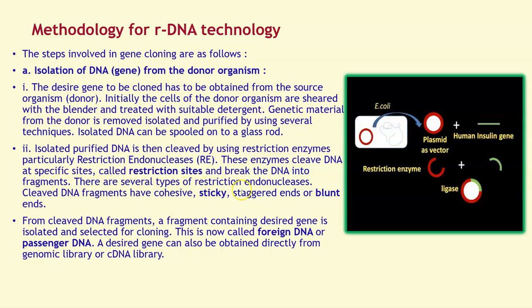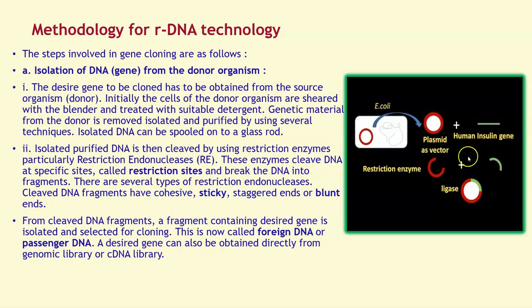There are several types of restriction endonucleases. Cleaved DNA fragments have cohesive or sticky, staggered ends or blunt ends. Have a look at this image here. This is your plasmid vector that is to be used, and then you have this human insulin gene.